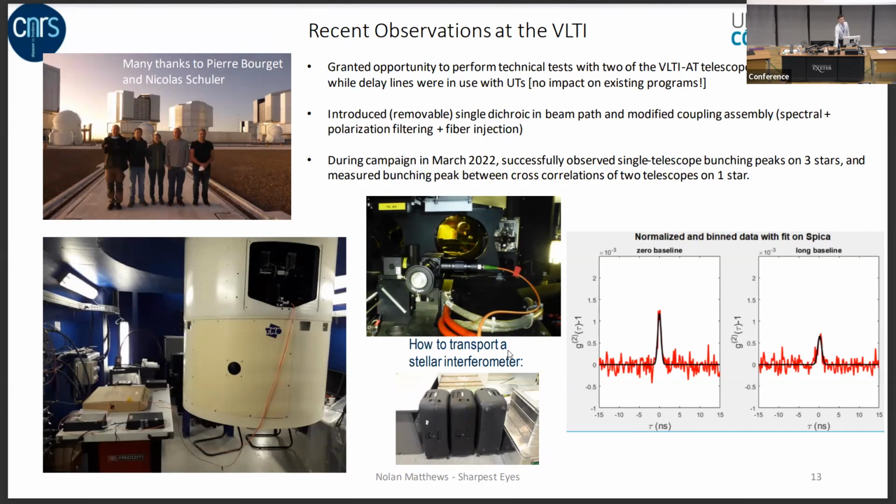And just to comment, we packed up all our stuff from France, sent it to Paranal, and packed it into these suitcases here, and then brought it back in at the end of our observations. We really transported a stellar interferometer and then brought it back with us.